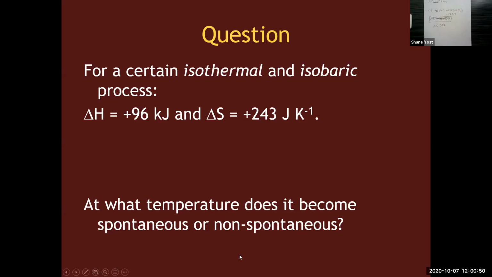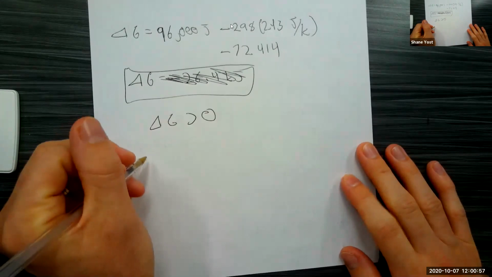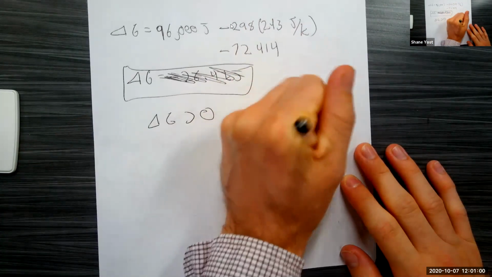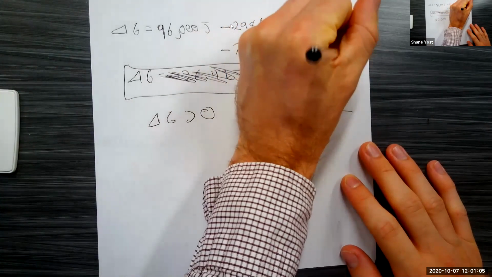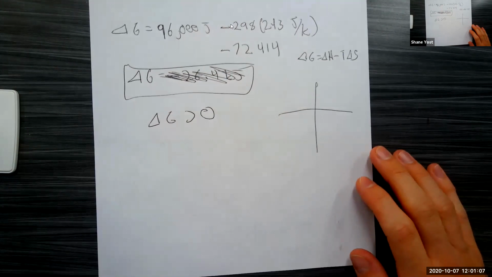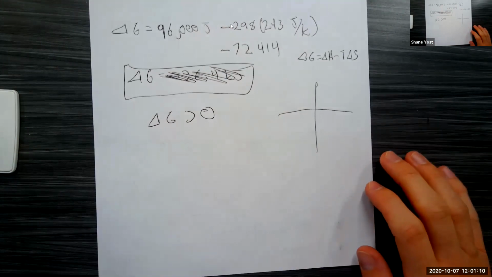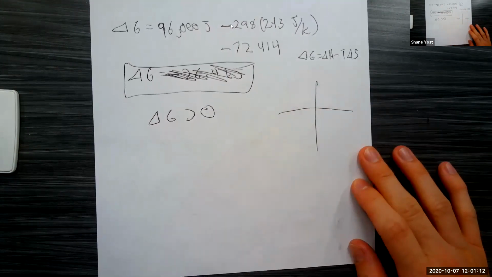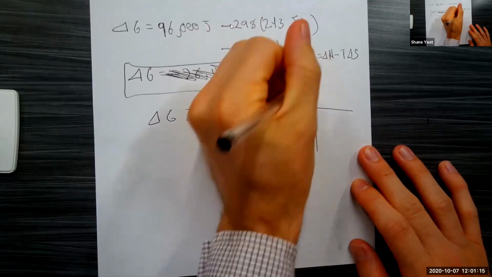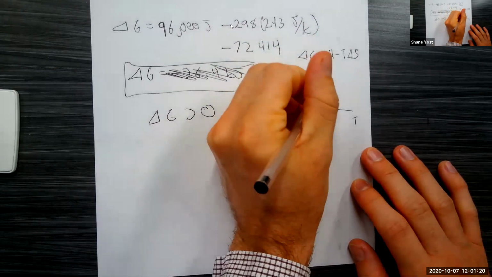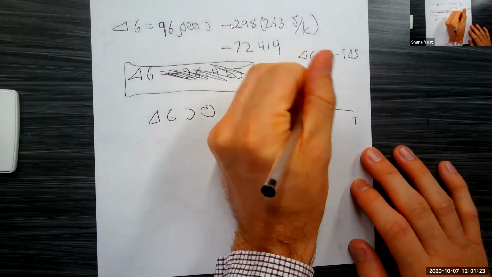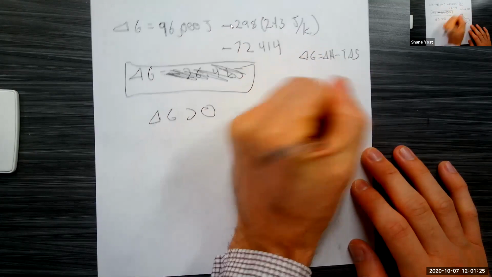If I want to figure out when this becomes spontaneous, well, my free energy is a measure of my spontaneity. Free energy, delta G equals delta H minus T delta S. Assuming delta H and delta S are constant with temperature, this is just an equation for a straight line. If I have delta G as the y-axis and temperature as the x-axis, I'm going to have a straight line with a negative slope. It's going to go something like this.